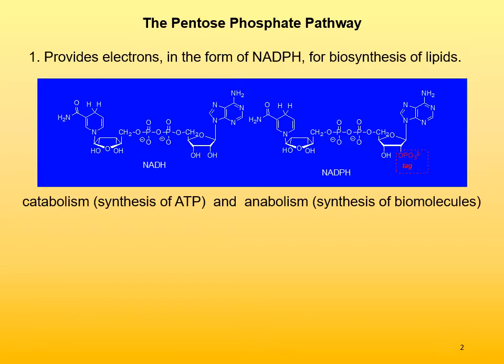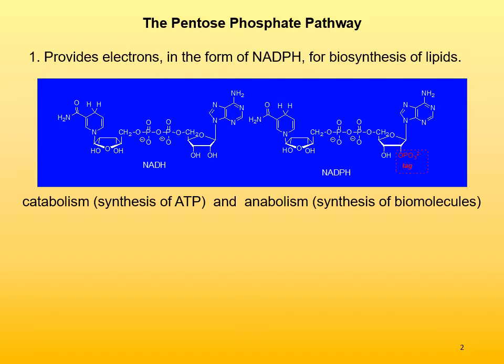Just to remind you from chapter 1, electrons are needed for catabolism, that means synthesis of ATP, and they are provided in the form of NADH. For anabolism or biosynthesis, electrons are provided in the form of NADPH. So that additional phosphate group on the second carbon of ribose is a tag that indicates that that molecule is to be used for anabolism, not catabolism.